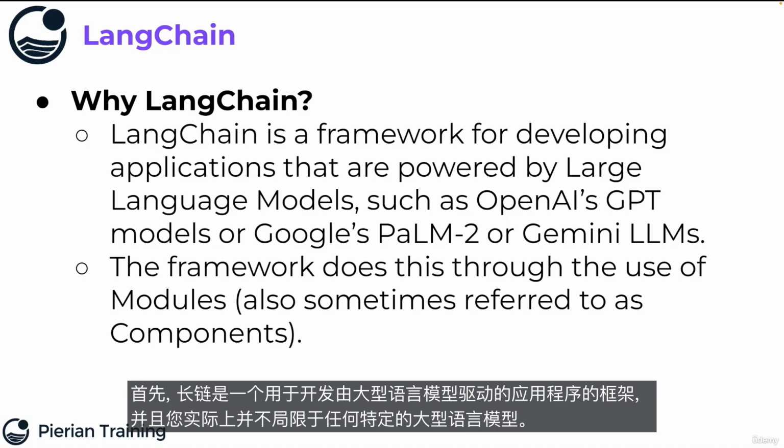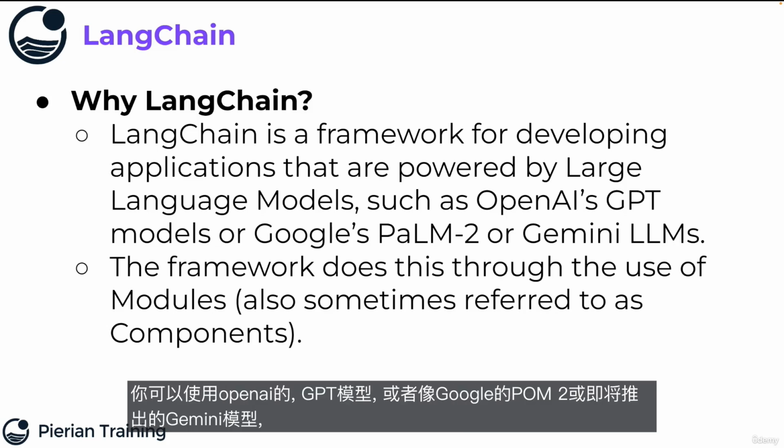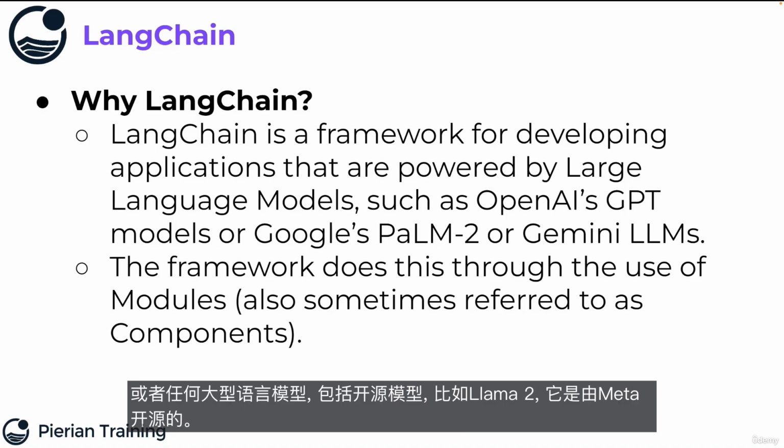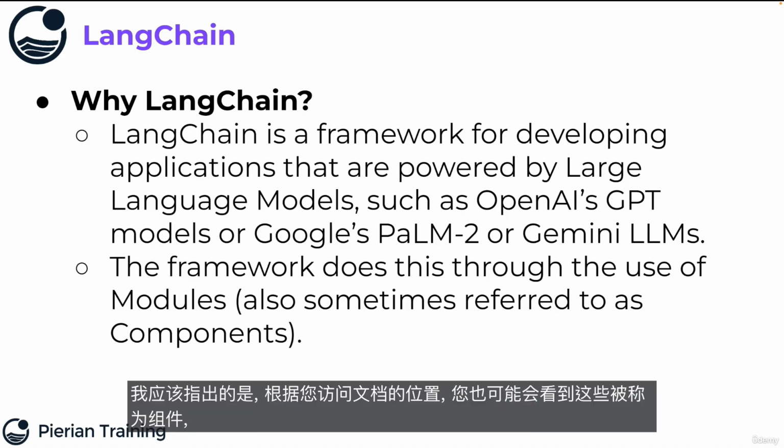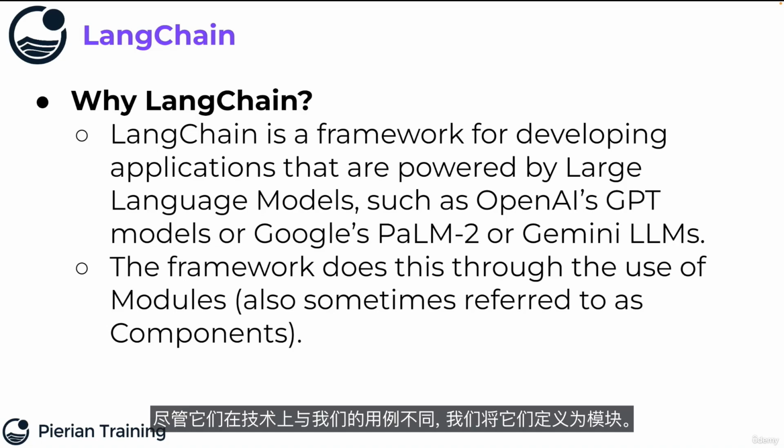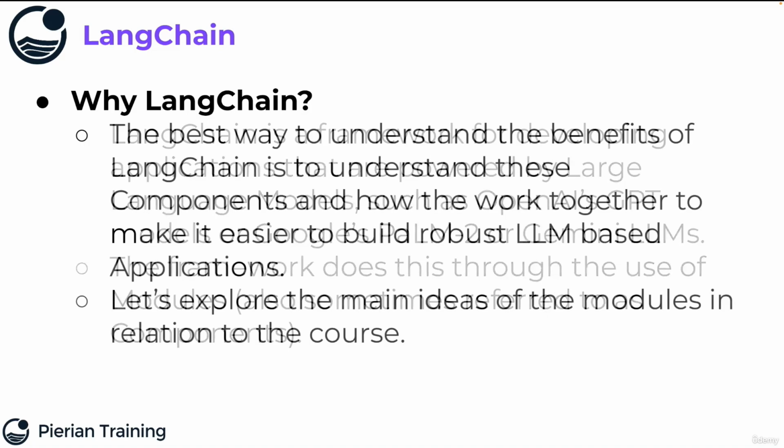Well, first off, LangChain is a framework for developing applications that are powered by large language models, and you're not really restricted to any particular large language model. You can use OpenAI's GPT models, or something like Google's Palm 2 or upcoming Gemini models, or really any large language models, including open source models like Llama 2, which was open sourced by Meta. And this framework does this through the use of modules. And I should point out, depending on where you visit the documentation, you may also see these referred to as components. Although they're technically different, for our use case, we'll just define them as modules.